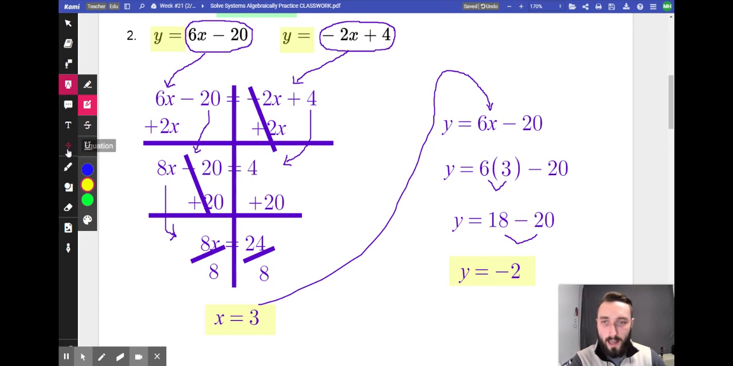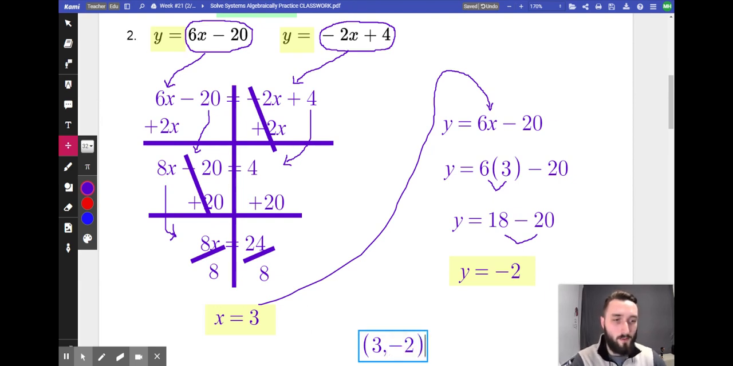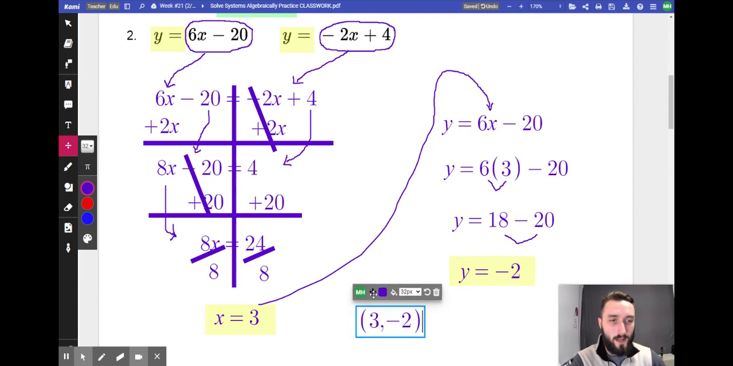So putting it all together here, remember the solution is a point, and the point is the x value, comma, then the y value, with parentheses around. So my answer here was 3, comma, negative 2.